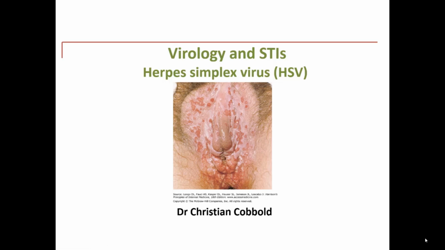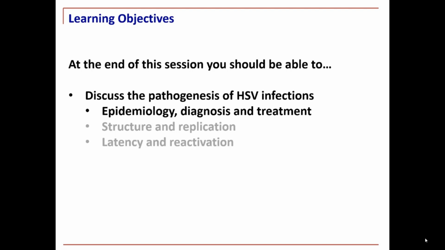In this session on virology and STIs, we're going to have a little look at herpes simplex virus. Now, as you know, there are two main herpes simplex viruses. There's HSV-1, which leads to cold sores, usually around the mouth region, and HSV-2, which leads it down into the reproductive system, so the external genitalia. So in this lecture, we're going to look at the pathogenesis of these HSV infections. We're going to look at the epidemiology, diagnosis, and treatment initially, before looking at the structure and replication, which involves obviously the latency period and its subsequent reactivation.